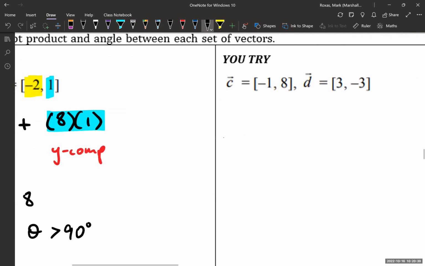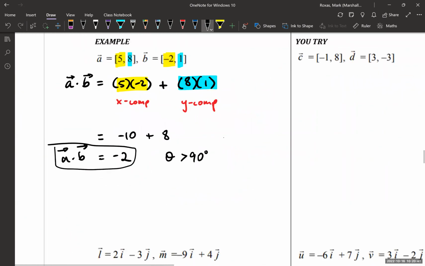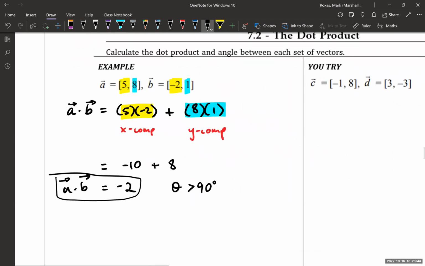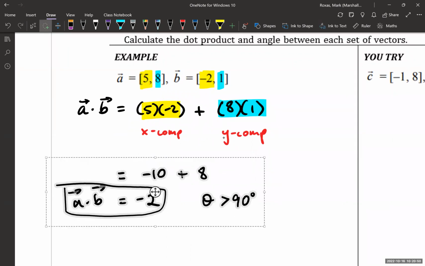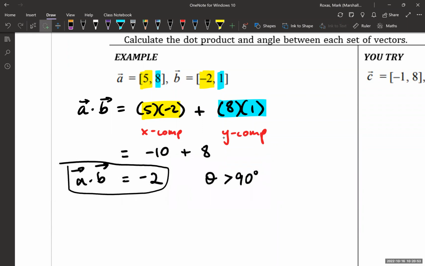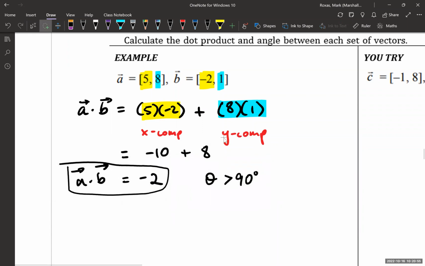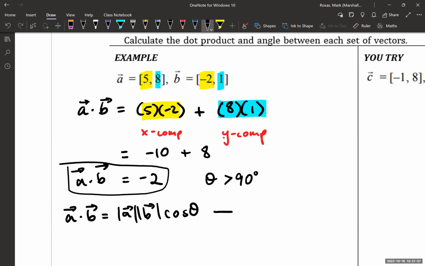Now, if I wanted to find the angle between these two vectors, I'm going to have to go back to the previous geometric formula, which contains angle theta. Let's write that formula down: A dot B equals the magnitude of A times the magnitude of B times the cosine of theta. If I rearrange this for theta, I can express this as cosine theta equals A dot B divided by the magnitude of A times the magnitude of B.